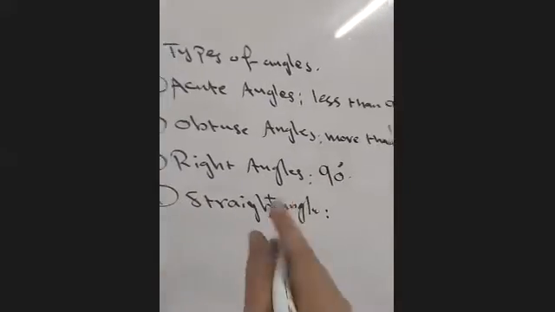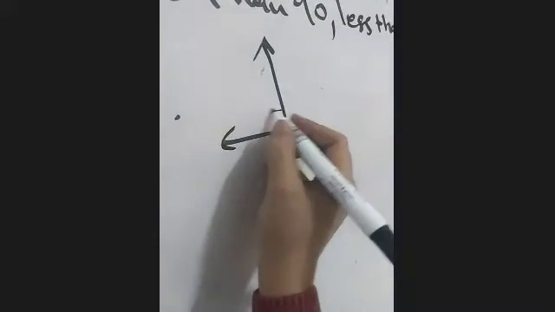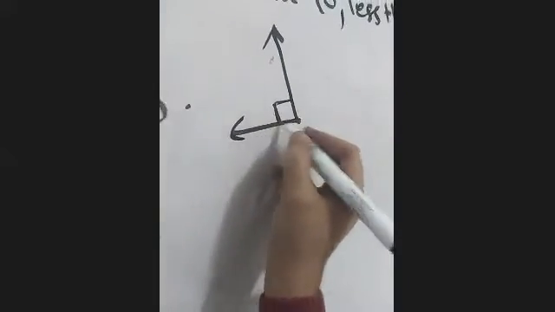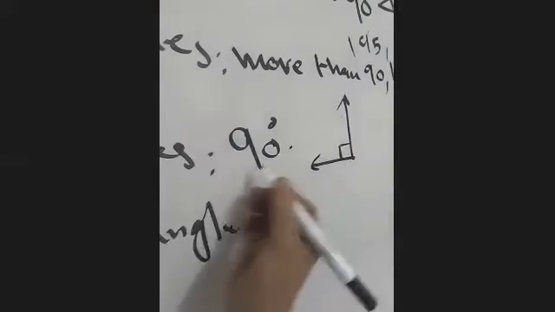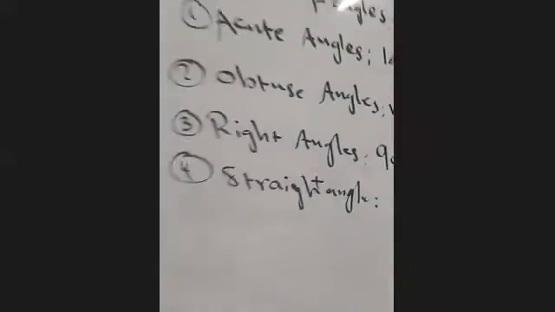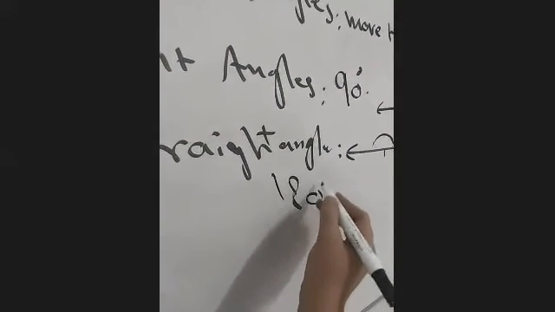The right angle has only one shape, something like this, and it has a small square here. This means 90 degrees, okay? The straight angle, from its name, straight, means something like this. The measure of this is always 180 degrees.